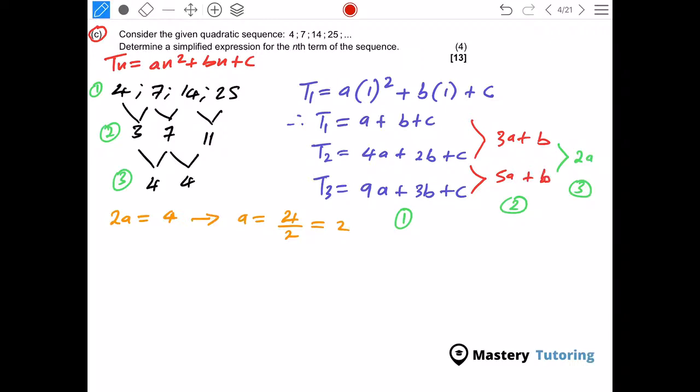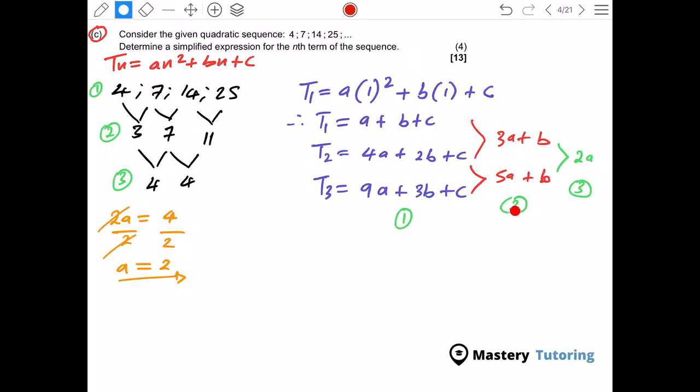Let me write it properly here, because I don't want people to complain that it doesn't make sense. So we divide by 2, divide by 2. This will cancel that. A is equal to 2. So 4 over 2 is 2.